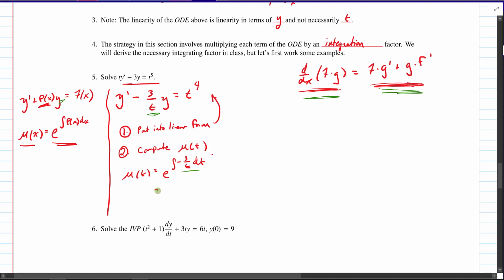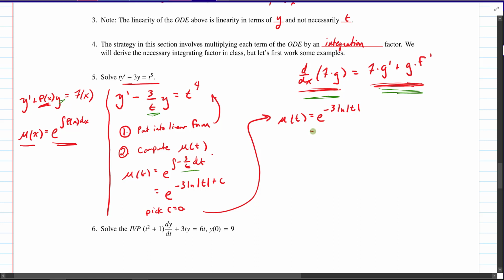And so if we go ahead and compute that, we're going to end up with e to the minus 3 ln of the absolute value of t. And folks, technically there's a plus c here, but we've got some latitude because there are actually many integrating factors that will work. So I will always, for this, pick c equal to 0. And so our integrating factor, mu of t, is equal to e to the minus 3 natural log absolute value of t.